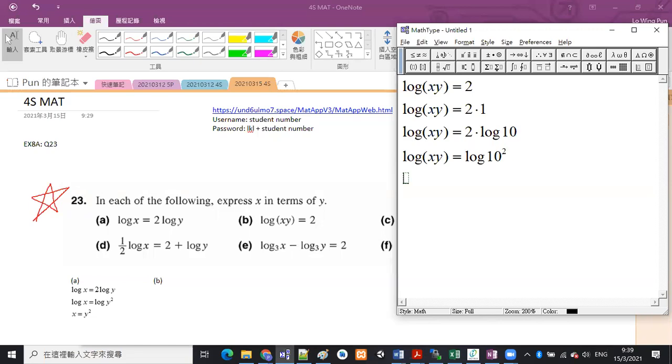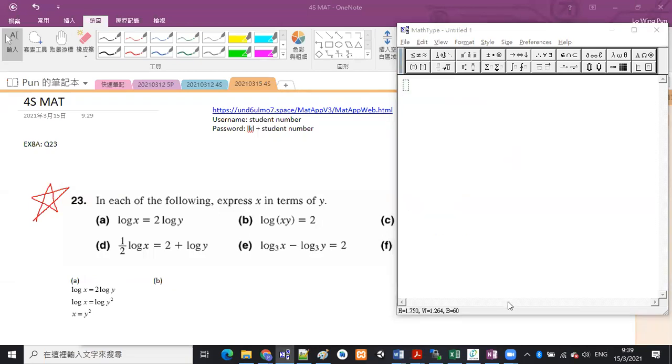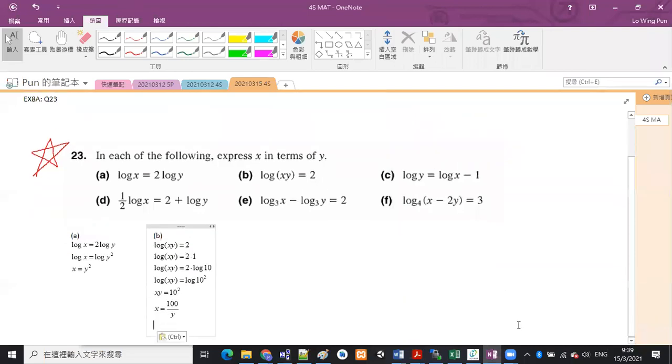Then for the next step, we may cancel out, we may delete the log. Okay, 10 squared like this. And we want to express x in terms of y, so making x to be the subject. So that is equal to 100 divided by y. Okay, that is how we can solve the equation like this.